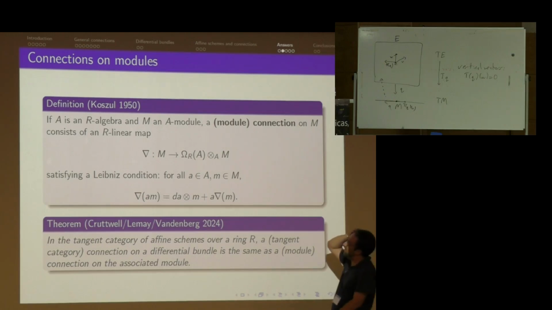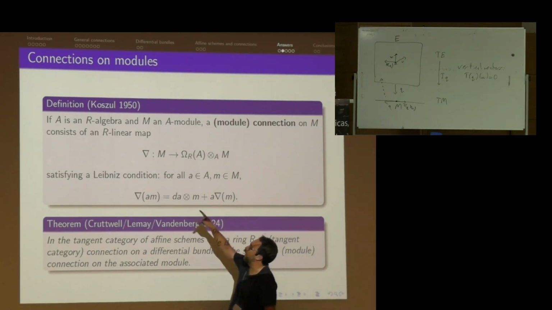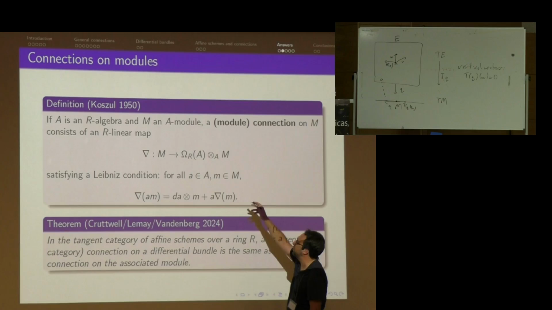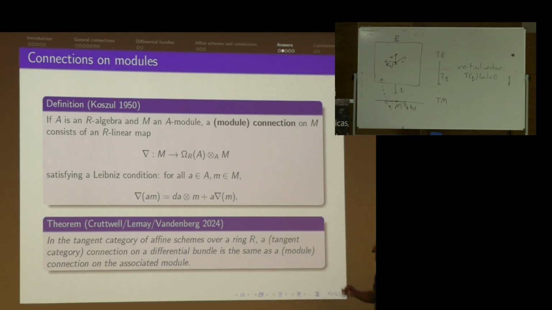Well, so then what does connections give us? And fortunately there is an existing notion of connection on a module due to Koszul way back in the day. It's some kind of R-linear map from a module to the Kähler differentials of A, tensored over M, satisfying some kind of Leibniz condition. This may be a definition of connection you've seen before.